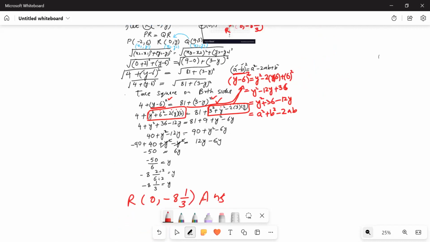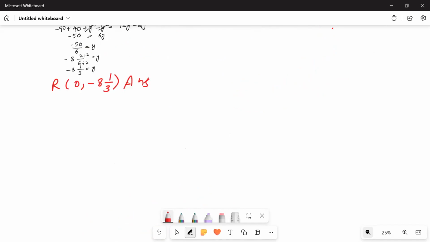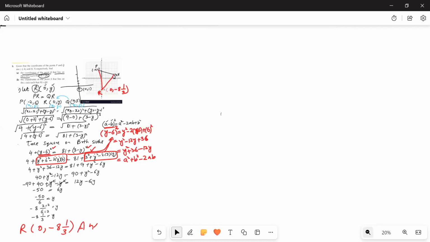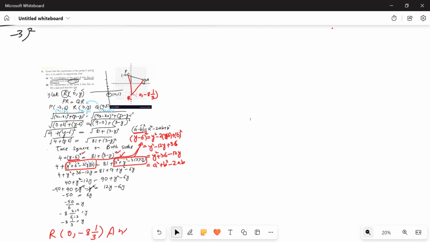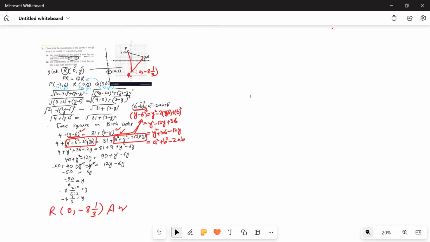Similarly, the next part is the coordinate of the point S that lies on the x-axis. Now, the question is that we have another point that lies on the x-axis, and PS and QS are equidistant. Equidistant means they have the same length, both having the same length. So here, I think I have to take another XY plane. We can explain it better.